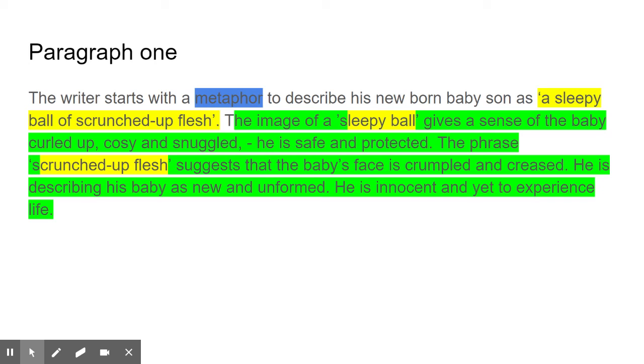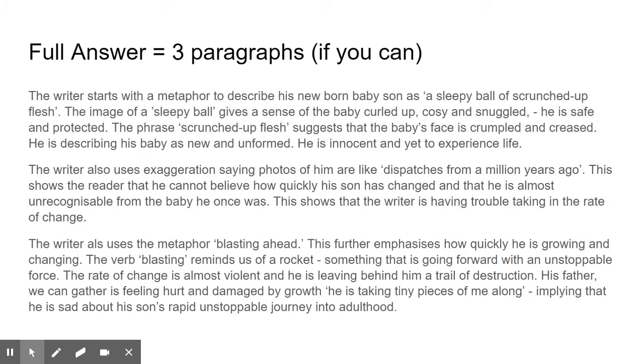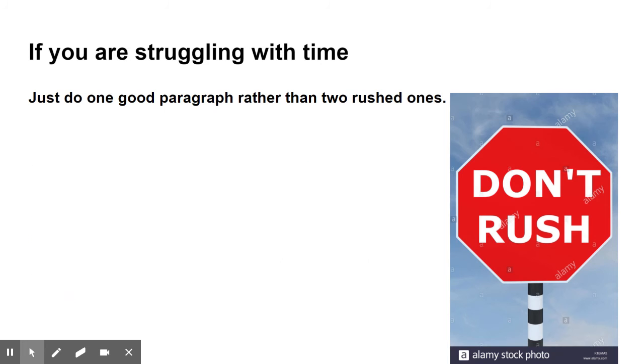So you need to do this 3 times. You need 3 paragraphs. It's a 12-mark question. Here are my 3 paragraphs. Pause the video and have a read through. You could do something completely different if you were doing this, but these are my 3. So pause them and have a read. If you can, try and identify where the analysis is, where the naming is, and where the finding is. Find those FAN elements in there. Okay, so that is an example for you.